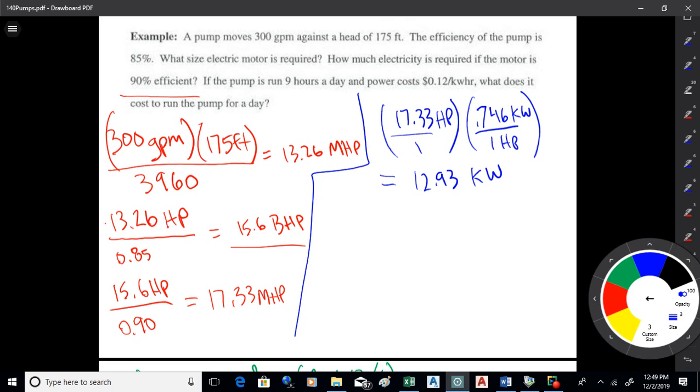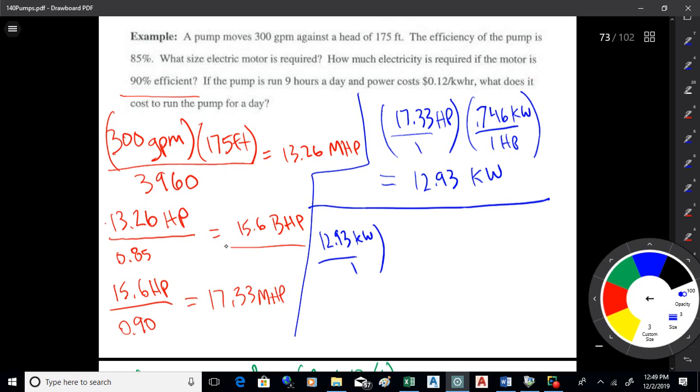Okay. Y'all good with that? That's just a unit conversion to get it into units the power company uses. If you look at your power bill, they sell power in kilowatts. So then the last little bit on this, because actually if you look at your power bill, they sell you kilowatt hours. So we're going to run this thing 9 hours a day. That gets me into kilowatt hours per day. That's how it's sold, kilowatt hours.